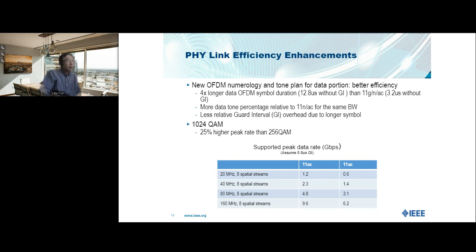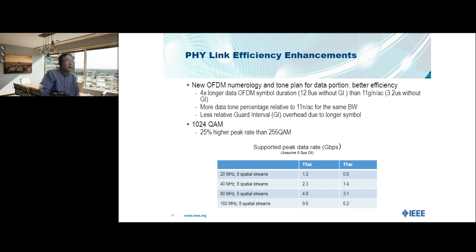If most people here are familiar with 11ac and 11n, when you have a data symbol, without the GI, the symbol duration is 3.2 microseconds. For 11ax, we now make a 4x symbol, so the symbol duration without GI becomes 12.8 microseconds. Essentially, this longer symbol enables us to do two things.